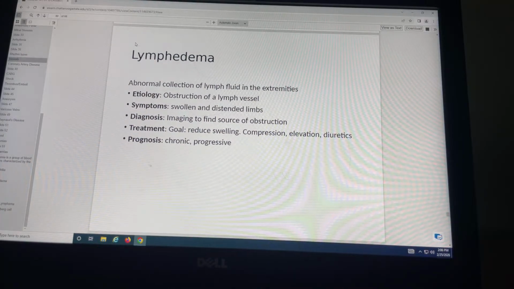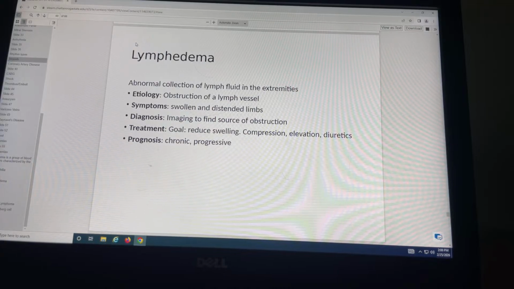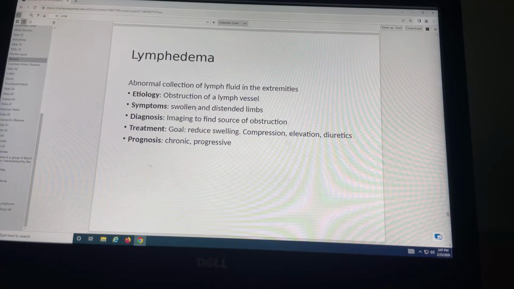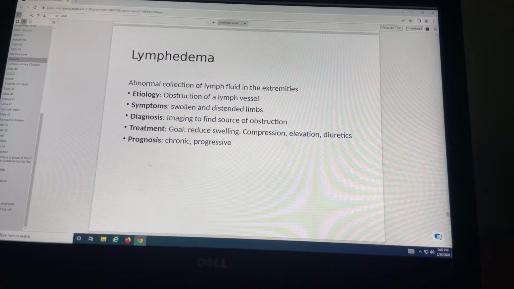So what's happening here is that there's a bunch of lymphatic fluid collecting in the extremities, usually the legs, because that's where gravity will pull it down to, right? This generally happens when a lymphatic vessel gets blocked or obstructed. Okay, so it's just not able to flow properly. Same idea with a clot, right? It blocks the flow. Symptoms-wise, they're going to be very swollen and distended. And I'll show you a picture here.